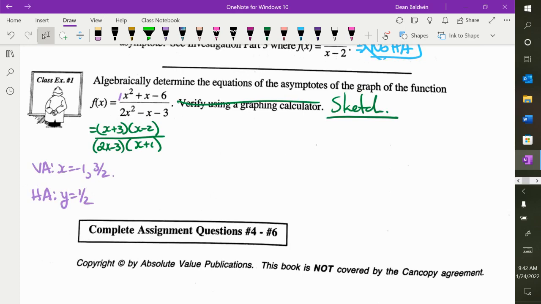Okay, so we got our horizontal, we got our vertical. Now there are 2 other pieces of information we can get from this graph. The first one is the x-intercept. How do you find the x-intercept? What zeros?